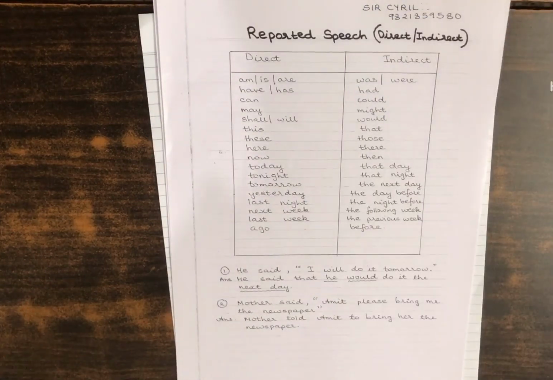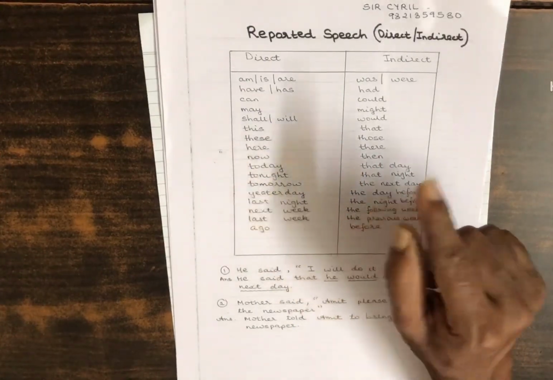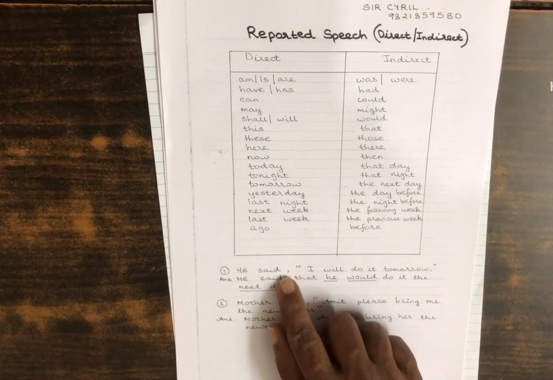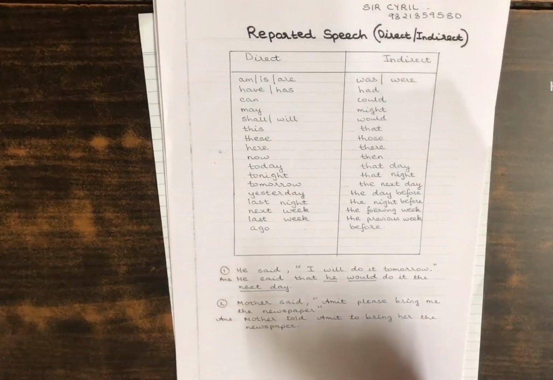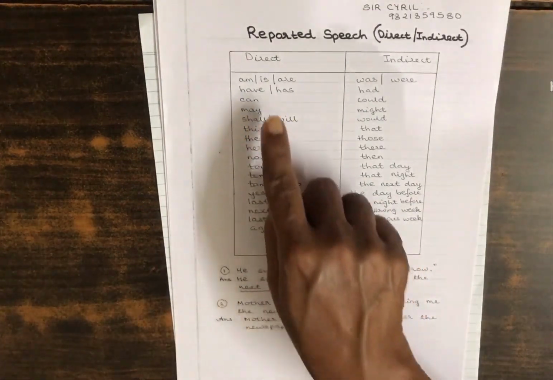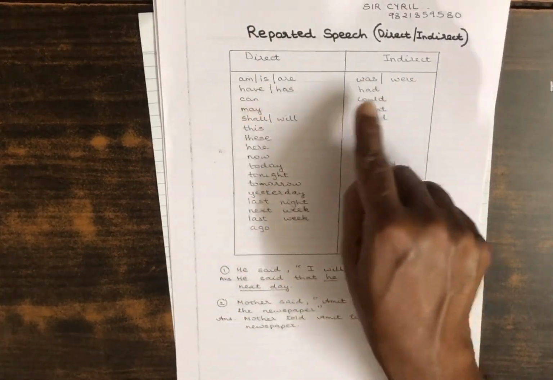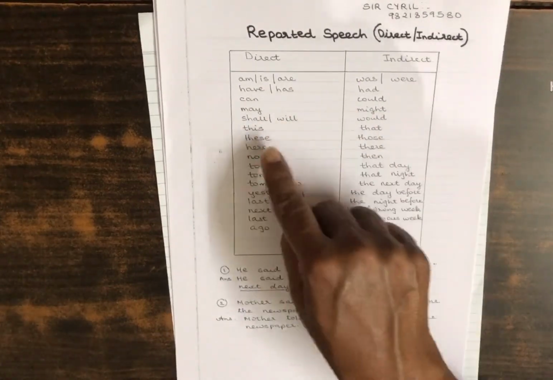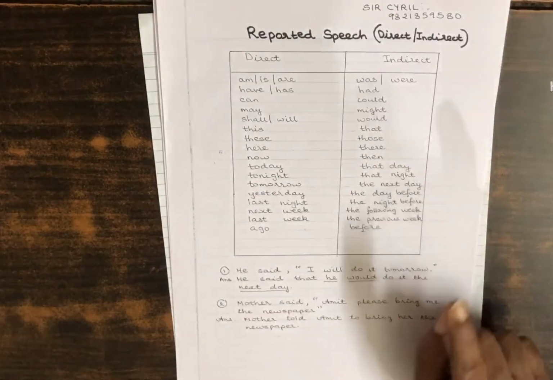Next topic is reported speech, that is direct or indirect speech. Now here in indirect, you have to learn this table. Always remember in indirect, you have to remove all the commas, inverted commas, question mark and rewrite the sentence with just a single full stop, and the sentence has to be in past tense. These are the words. Am, is, are becomes was, have, had, can, could, may, might, shall, should, will, would, this, that, these, those, here, there, now, then, today, that day, and so on.